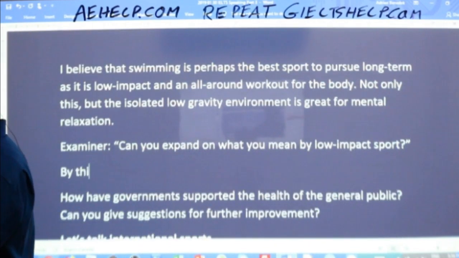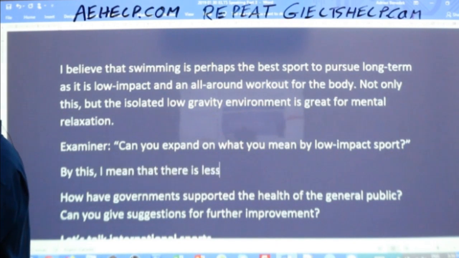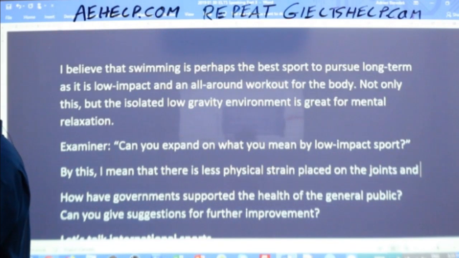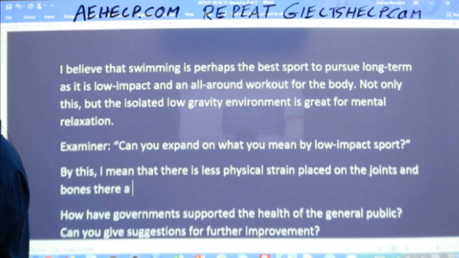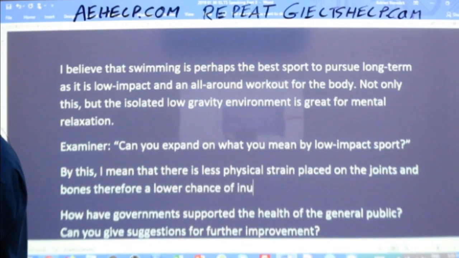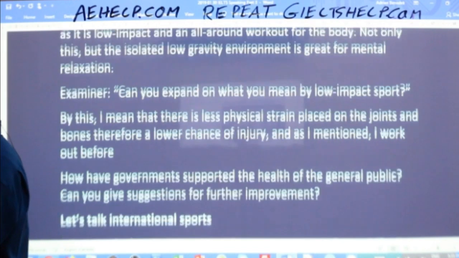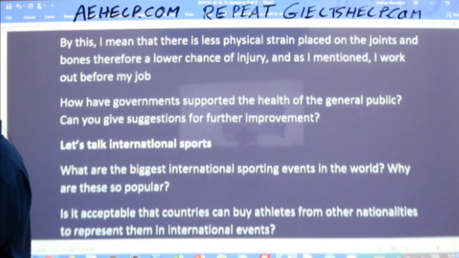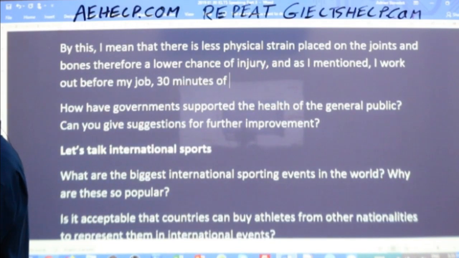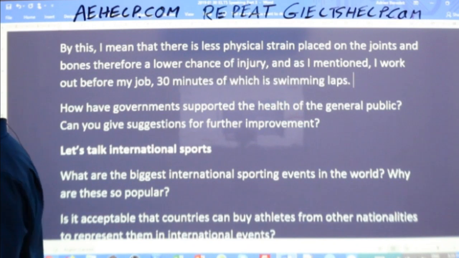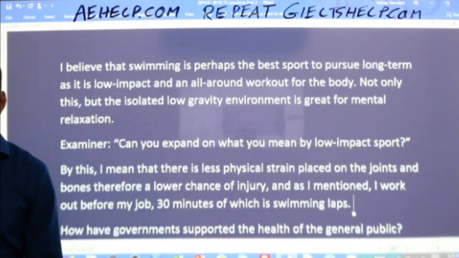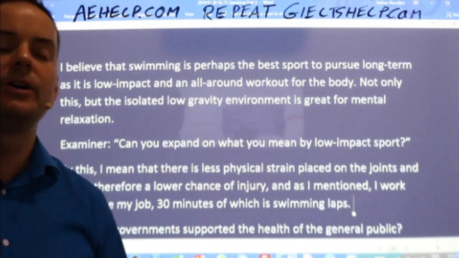So by this, I mean that there is less physical strain placed on the joints and bones, therefore a lower chance of injury. And as I mentioned, I work out before my job, 30 minutes of which is swimming laps. Okay. So there is my answer to that follow-up question.